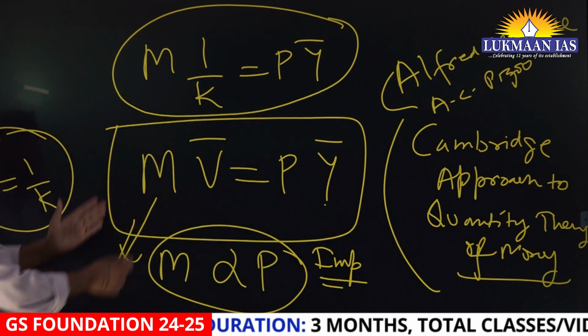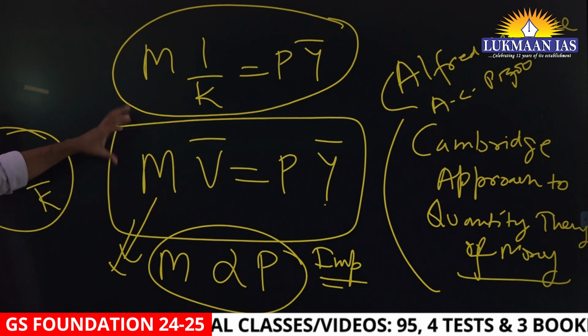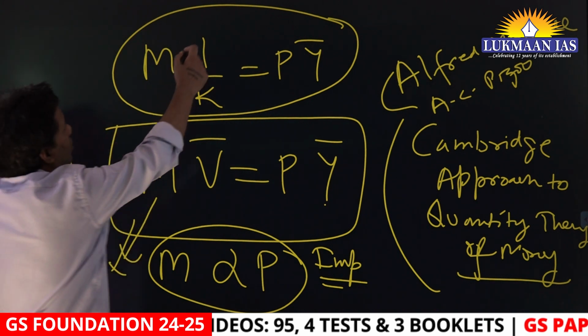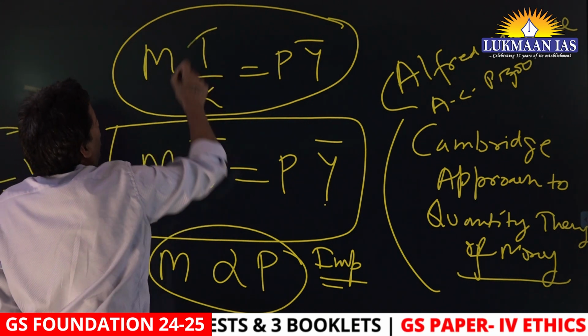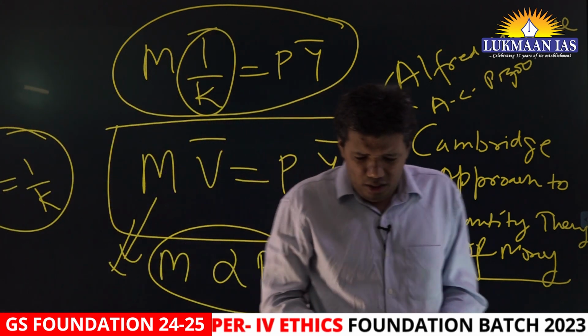And what is the difference they have? What is the difference they put in the equation of this quantity theory of money? This is velocity, and this is your 1 by k, right? So more or less the same thing.